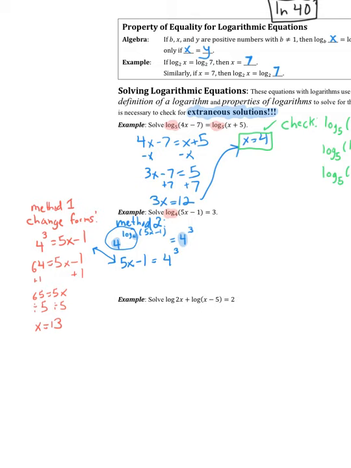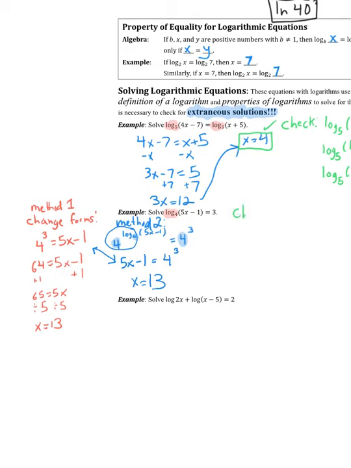Personally, I think it's easier for me to see it rather than memorize this change forms thing. It's easier for me to see, oh, I can just do base 4 on both sides, and now I've got 4 to the third power. And then we would end up solving this again the exact same way, and we get x equals 13. Okay.